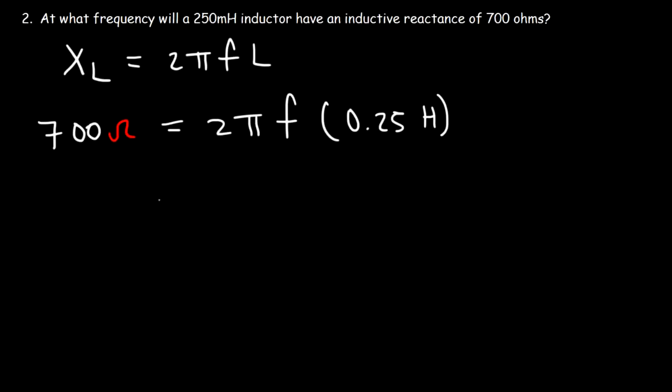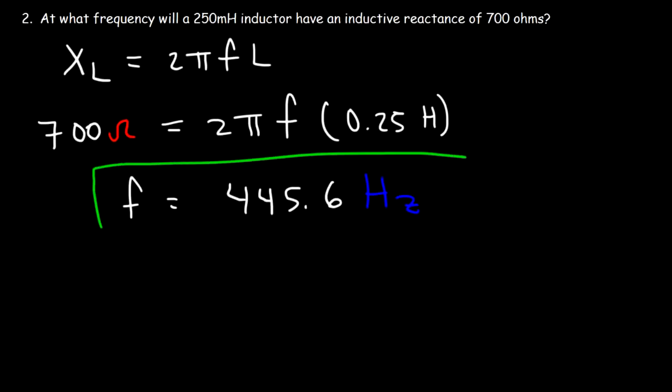So the frequency is going to be 700 divided by 2 pi times 0.25. So it's going to be about 445.6 hertz. This frequency will produce an inductive reactance of 700 ohms.